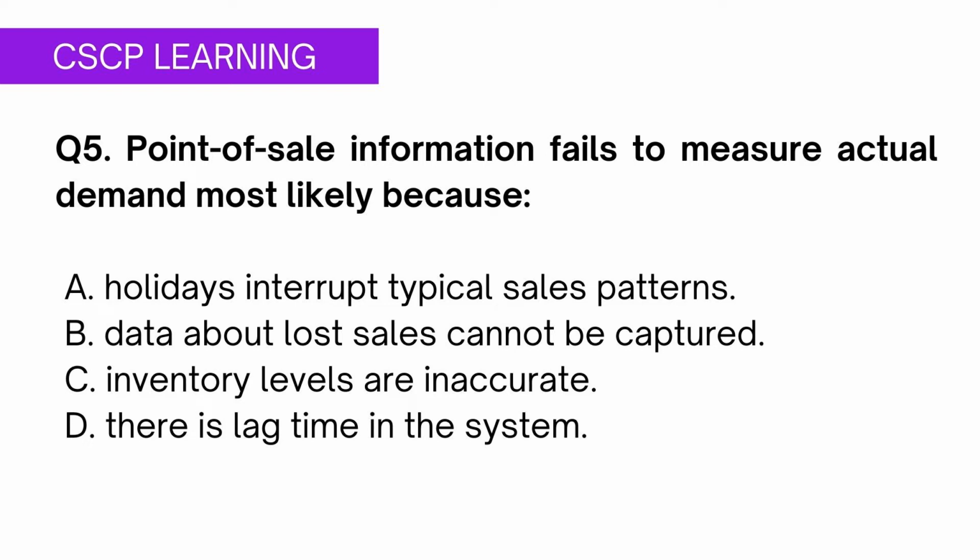Option C. Inventory levels are inaccurate. Inventory levels has nothing to do with the actual demand. Therefore, this is completely wrong. Even if inventory levels are inaccurate, what difference can they make? So this is not the right choice. Anyway, let's see what we have in option D.